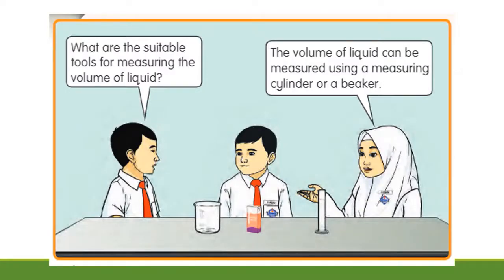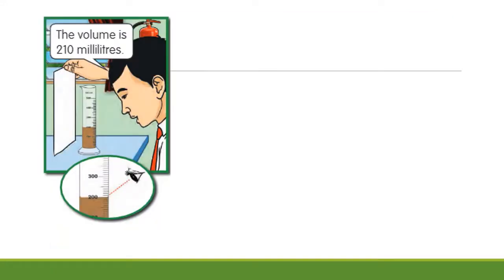What are the suitable tools for measuring the volume of liquid? The volume of liquid can be measured using a measuring cylinder or a beaker. Lim, Langi, and Aisha measure the volume of the carton of milk. The volume is 210 milliliters.